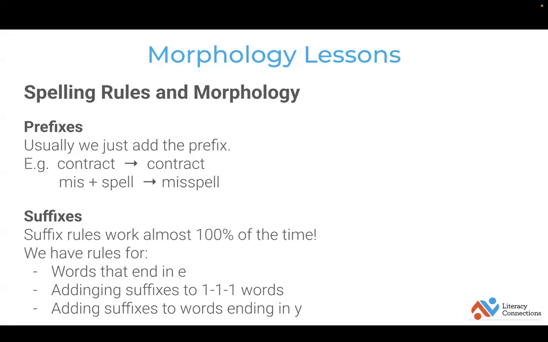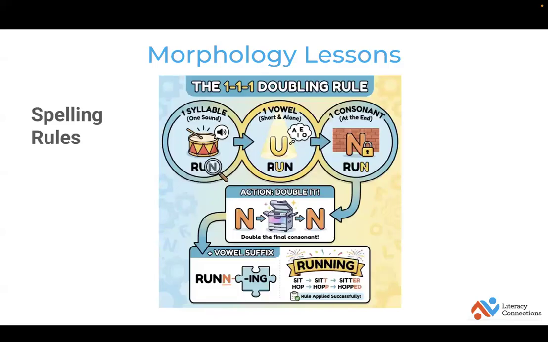So we have rules for words that end in E. If you've got a word that ends in E and you want to add a suffix to it, there are rules to go with that. Adding suffixes to 111 words and adding suffixes to words that end in Y. So for example, the 111 doubling rule. Is it one syllable, one vowel, one consonant? So a word like run: one syllable, one short vowel, and one consonant. If that is the case, then when we add a suffix, we will double that final consonant. So running needs two N's. We've got other examples there, sit and hop. So sitting, hopped.